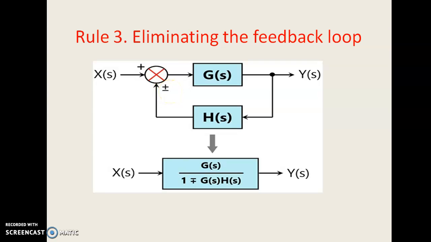In the case of positive feedback, the feedback signal is added to the reference input signal, and the overall gain of the system will be increased. In the case of negative feedback, it will be subtracted from the reference signal and the overall gain of the system will be reduced. The overall transfer function of the system is given by G of S upon 1 minus plus G of S into H of S. In the case of positive feedback, there is a minus sign in the denominator. In the case of negative feedback, there is a plus sign in the denominator. This is the elimination of the feedback loop.